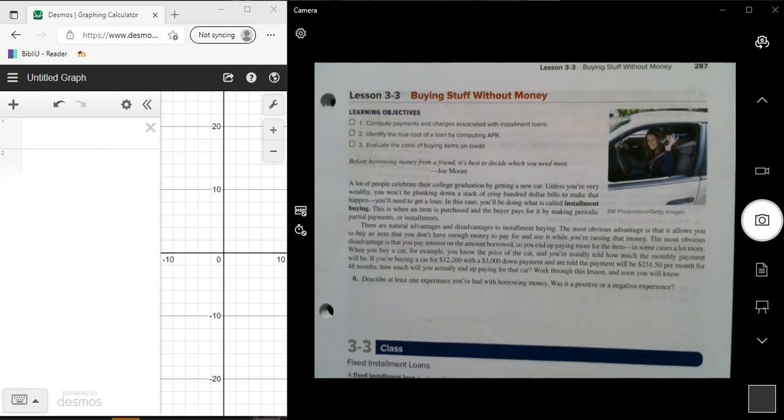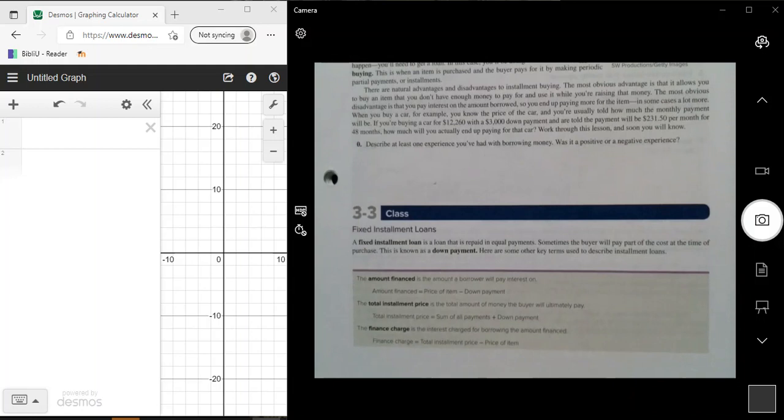All right, we come down here to the bottom. It says here, fixed installment loans. A fixed installment loan is a loan that is repaid in equal payments. Sometimes the buyer will pay part of the cost at the time of purchase. This is known as a down payment. Here are some other key terms used to describe installment loans.